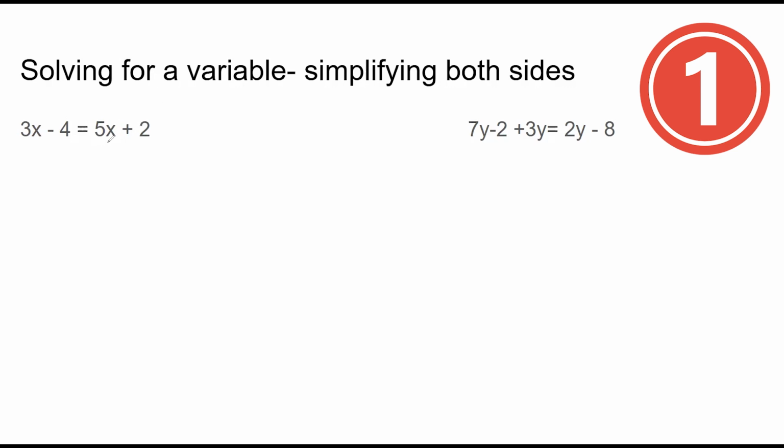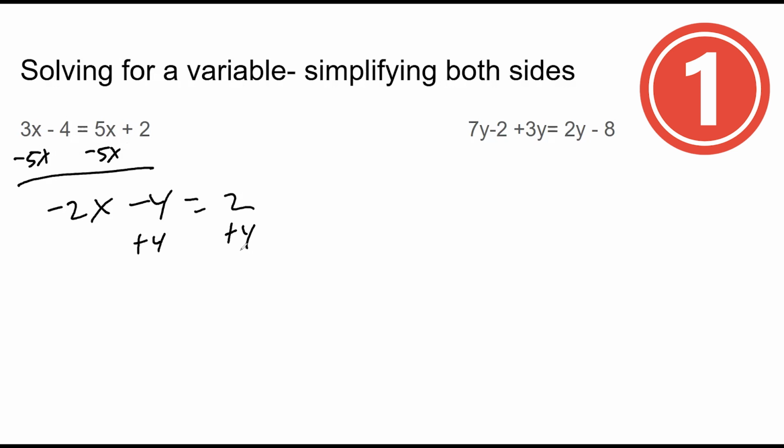I like to have my variables on the left, so I'm going to subtract 5x from both sides. So 3x minus 5x is -2x, minus 4 equals 2. Now I can move the constant over. So -4 goes to +4 because you want to get a 0 here. So I get -2x, that goes bye-bye, equals 6.